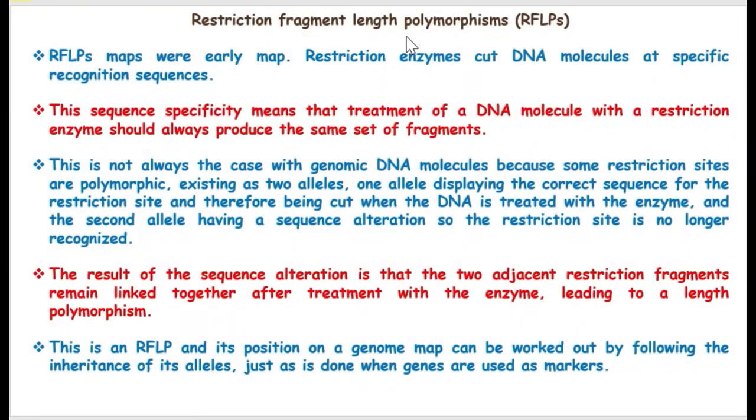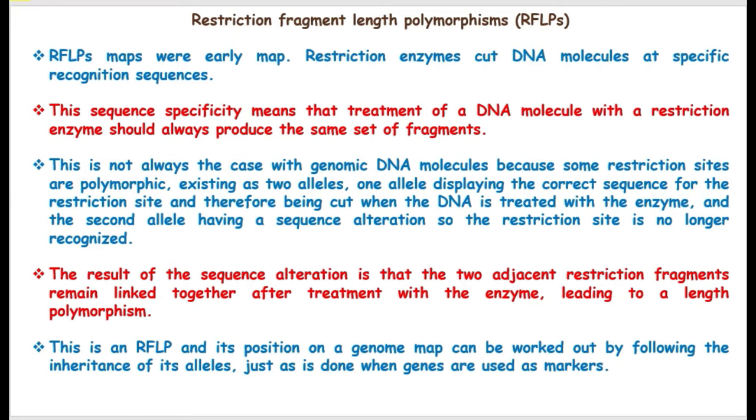Restriction fragment length polymorphisms were the earlier gene maps, and we all know that a restriction enzyme cuts DNA molecules at a specific recognition sequence. So if we treat the DNA molecule with a particular restriction enzyme, it will give a fixed pattern. Wherever the site is present, it will cut. If the site is not present, it will not cut. There are a few sites which are specific, and we can easily distinguish between two different alleles based on the presence or loss of the restriction site.